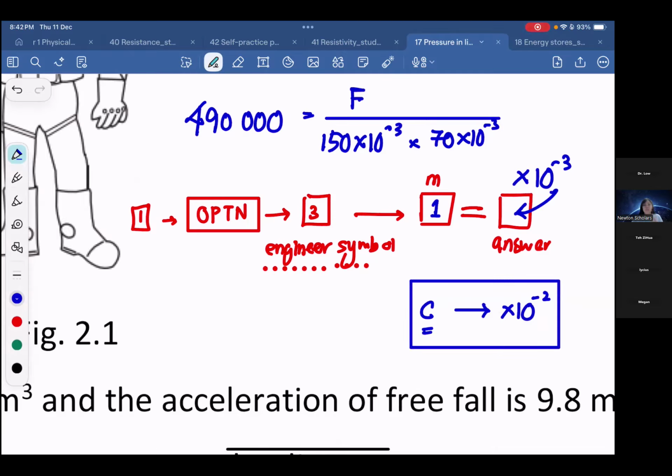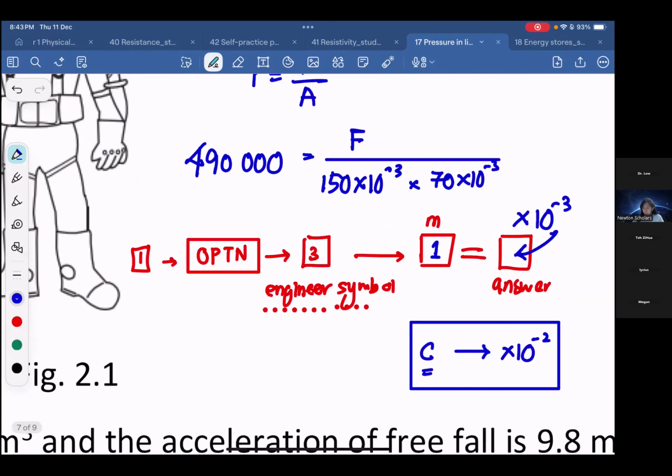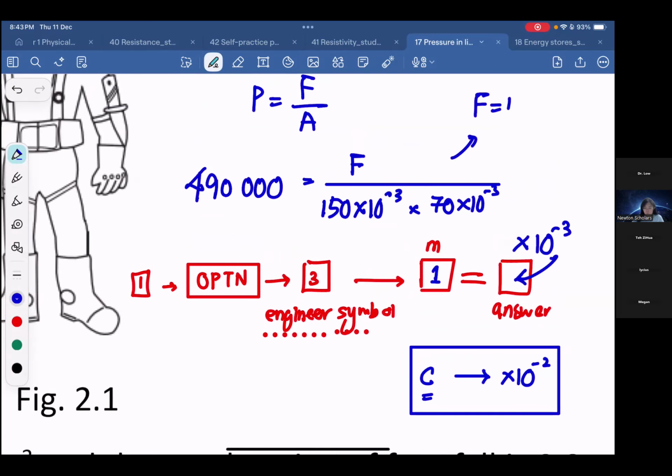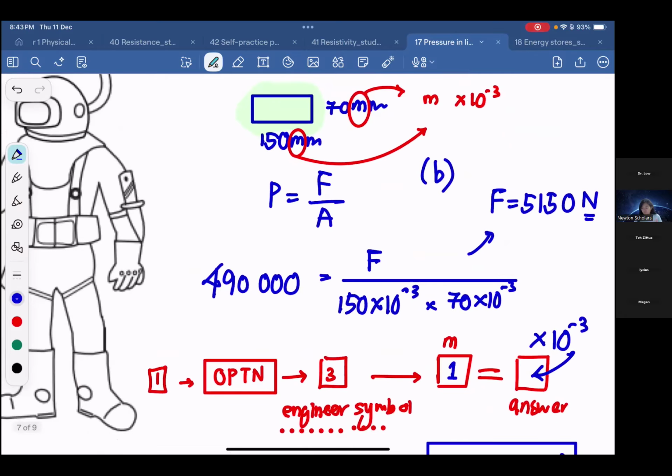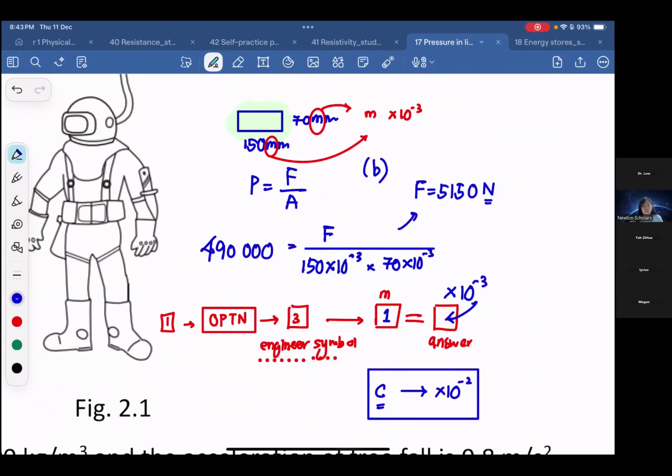Okay. Any questions? If no questions, then we go. After you do the calculation, your force should be 5150 Newton. So this is for question B. Any questions? Click the reaction button to let me know that we can proceed to page number 8. Zihua okay, Angeline okay, Megan okay, Emily okay. Yes, good job.